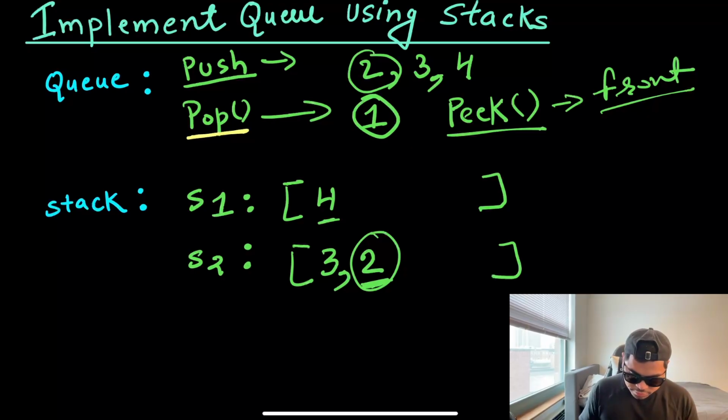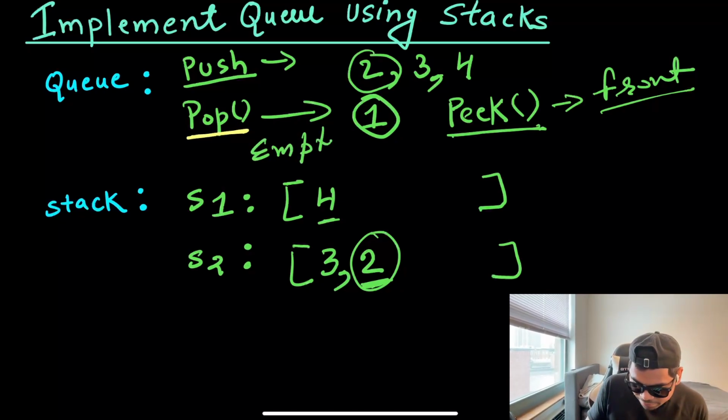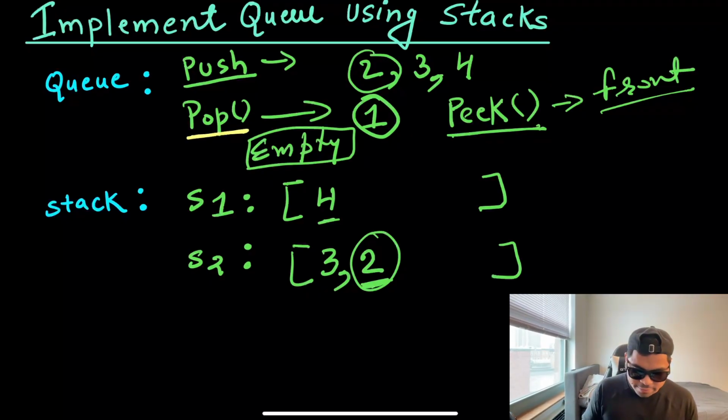Now we have implemented push, we have implemented pop, we have implemented peek, and I think now we have the empty function left that we need to implement. This operation will be basically checking if we have elements either in S1 or S2. If they don't, then return true in empty, otherwise return false.